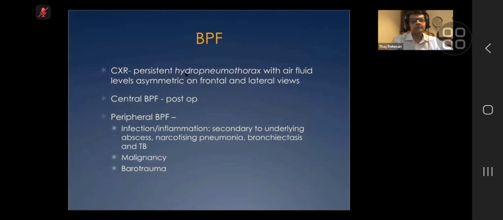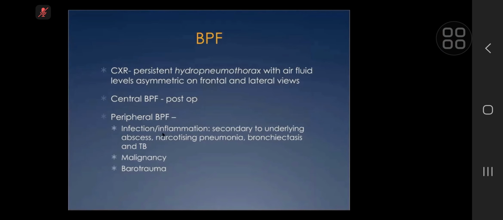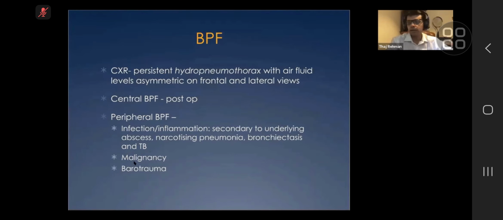Chest X-ray appearance: persistent hydropneumothorax with air fluid levels asymmetric on frontal and lateral views. Central bronchopleural fistula is usually post-op. Peripheral bronchopleural fistula can be from infection or inflammation secondary to underlying abscess, necrotizing pneumonia, bronchiectasis, and TB. It can also be a mass, a malignancy that undergoes necrosis and breaks into the pleural space, or it can be barotrauma, where the lung explodes and forms a fistula into the pleural space.